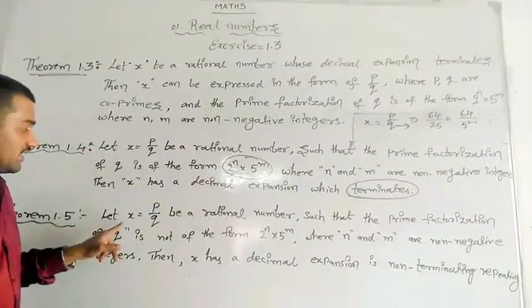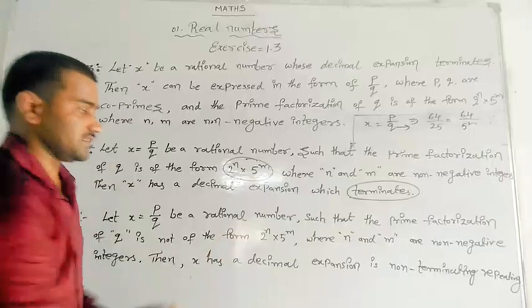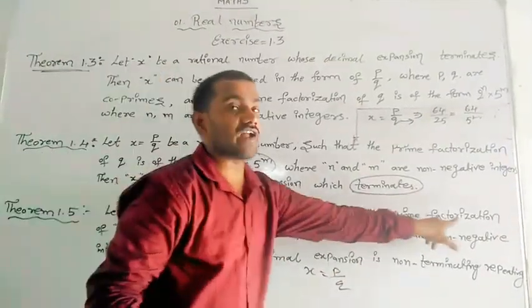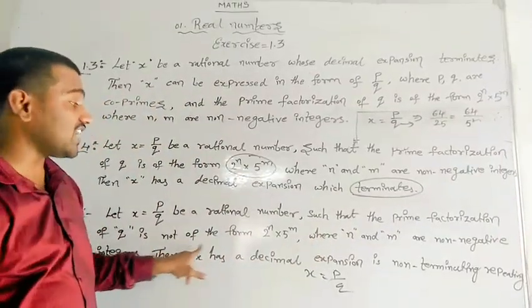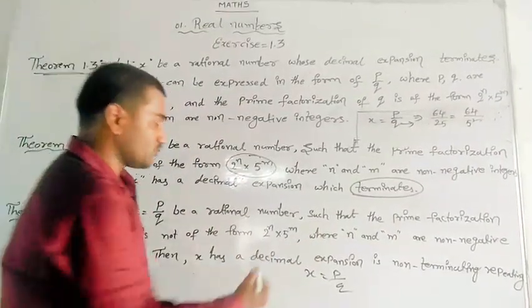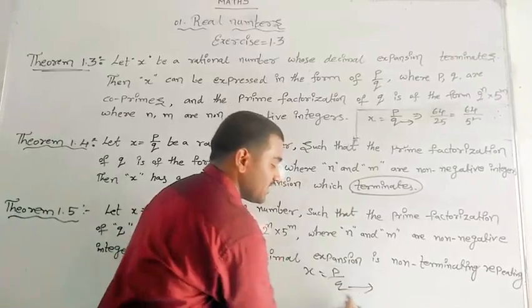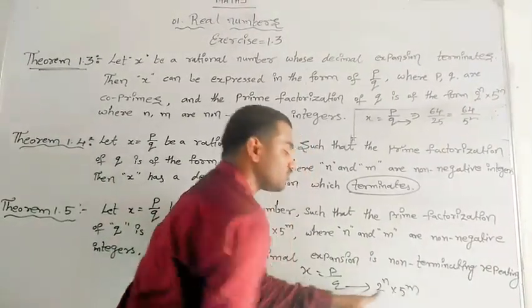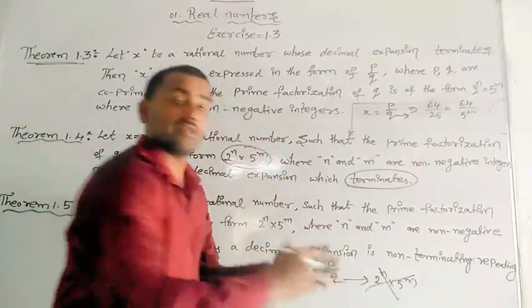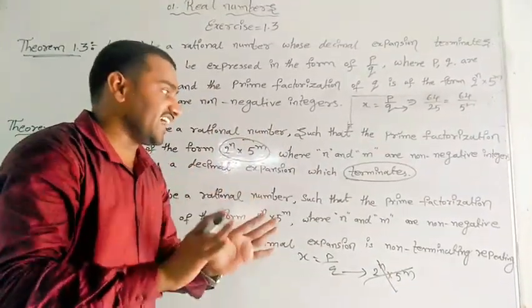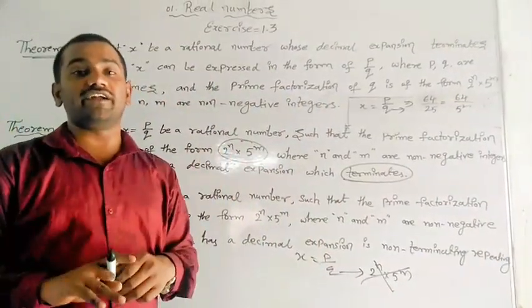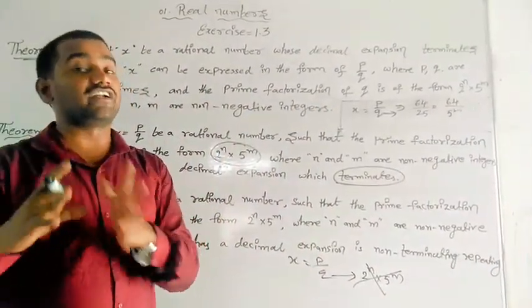Same. See, x equal to p by q is a rational number, such that the prime factorization of q is not in the form of 2 to the power of n into 5 to the power of m. The prime factorization of this q is not in the form of 2 to the power of n into 5 to the power of m. Then it is known as a non-terminating decimal number, non-terminating repeating or non-repeating decimal number.